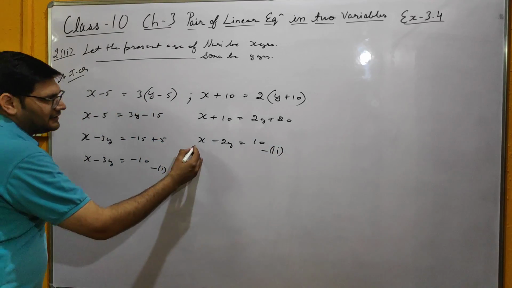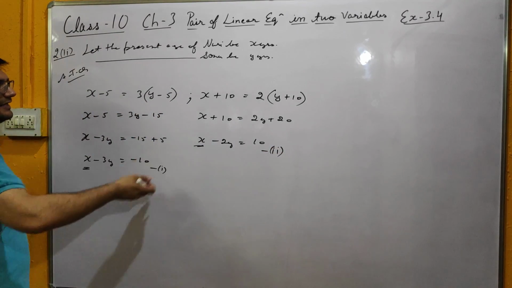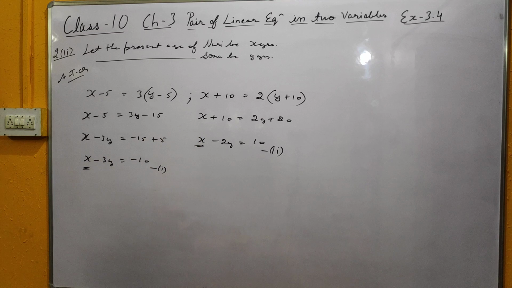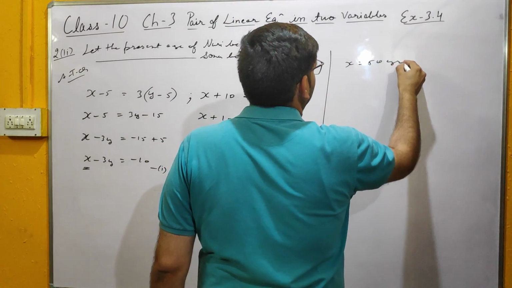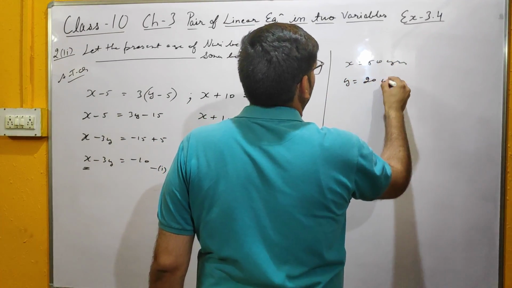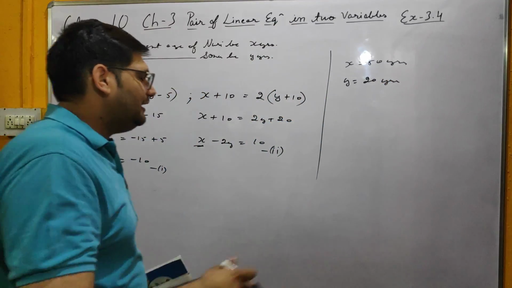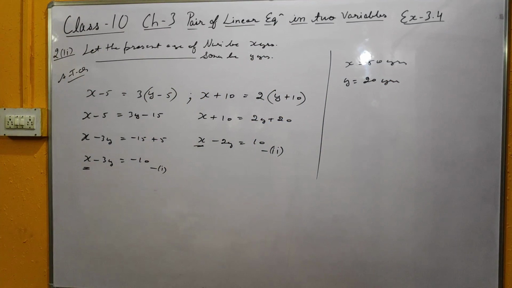So my dear students, here also X, here also X. Just subtract them and find the value of X and Y. After solving, you will get the answer 50 and 20. X will be equal to 50 years and Y will be equal to 20 years. Just use the elimination method to solve these equations.